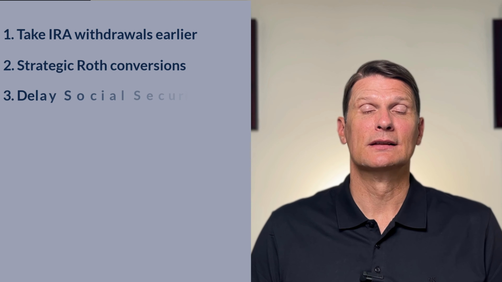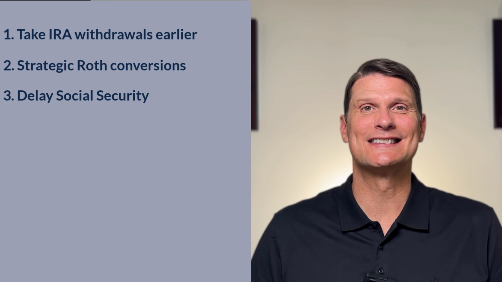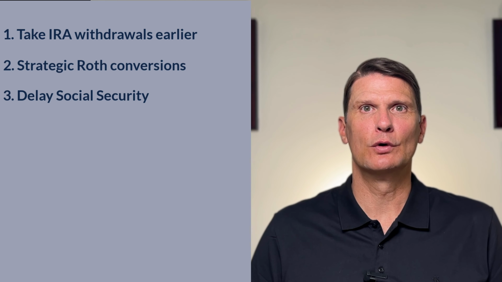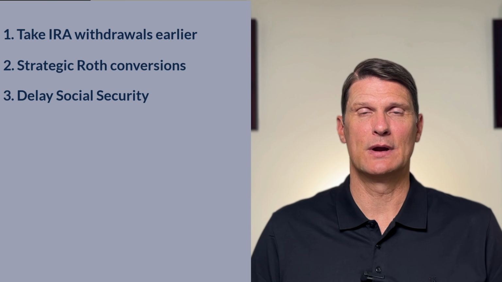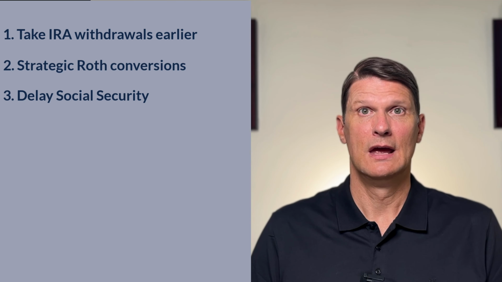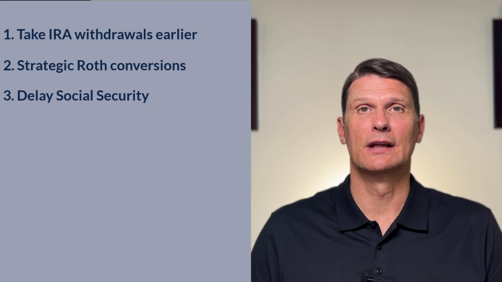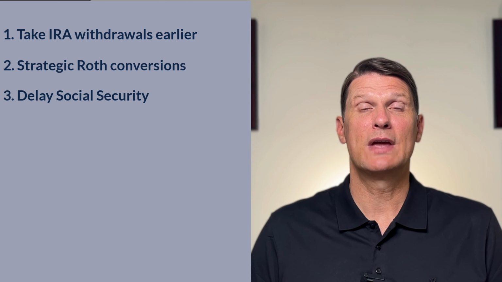Number 3, delaying taking Social Security. Now, strategies 1 and 2 involved accelerating income into earlier years. One way to possibly offset that accelerated income would be to delay claiming Social Security. I've done a video on the benefits of delaying Social Security, so we won't go into too much detail here, but you can find a link to that video in the description below.